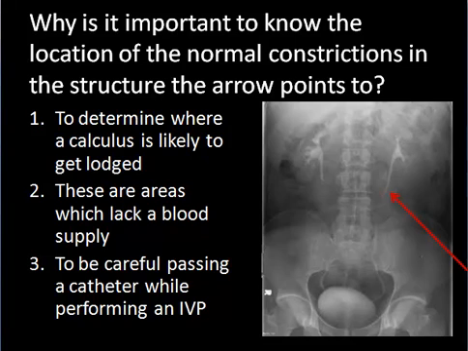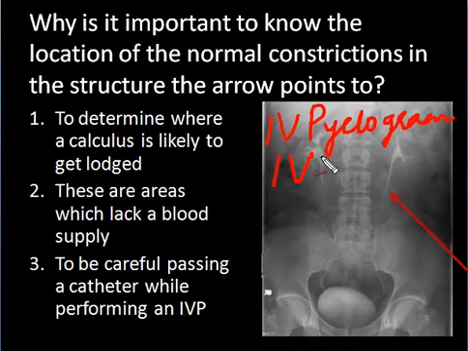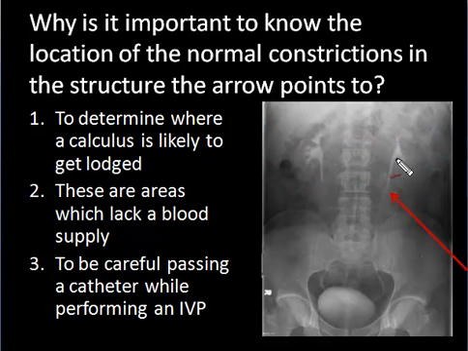Which asks, why is it important to know the location of normal constrictions in the structure the arrow points to? So this is a special X-ray which is known as an intravenous pyelogram, or often called intravenous urogram, because it outlines the urinary tract, and the arrow is pointing to the ureter.